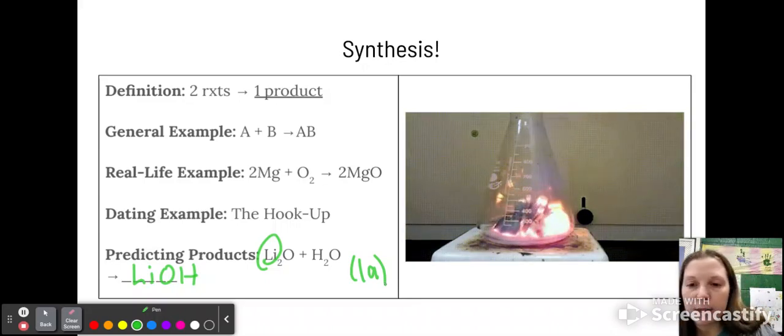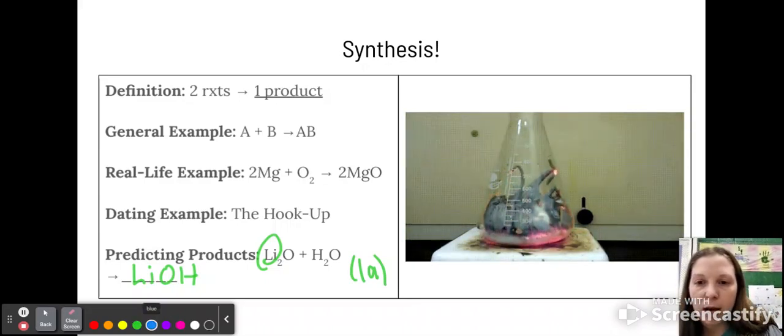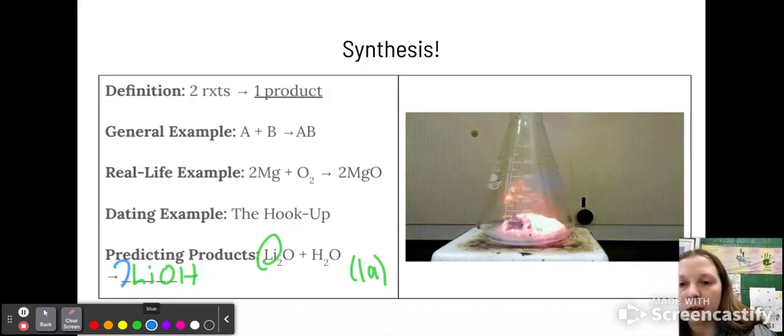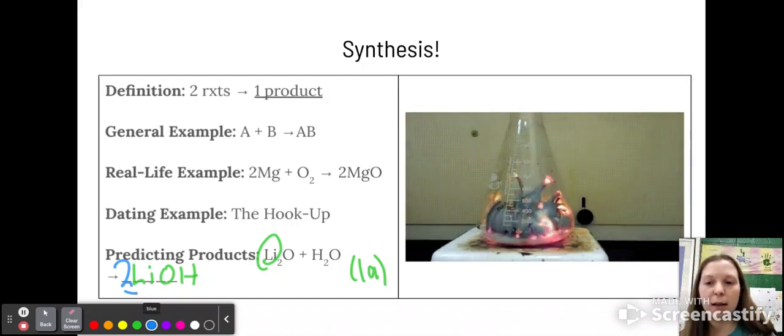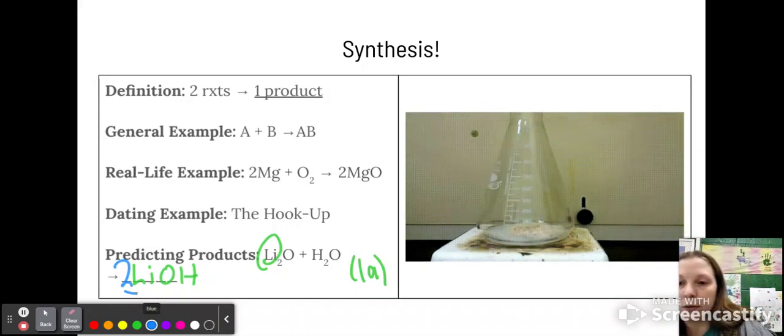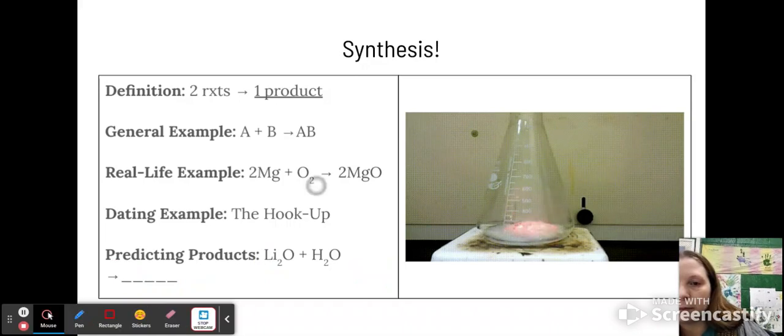So now our job is to balance. We've got 1 H on the left, on the right 2; on the left 1 O, 2 O's; 1 Li, 2 Li's. So we're going to stick a 2 out front, which would then balance the entire equation. Okay, so make sure you start doing the you-dos for predicting products and balancing for the rest of these examples.